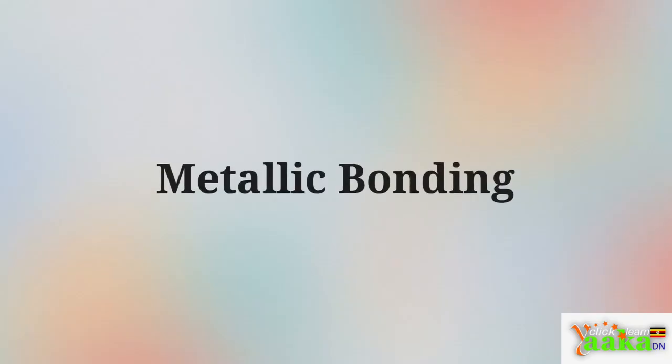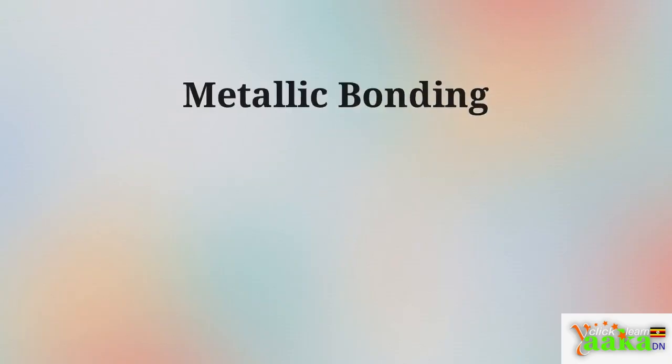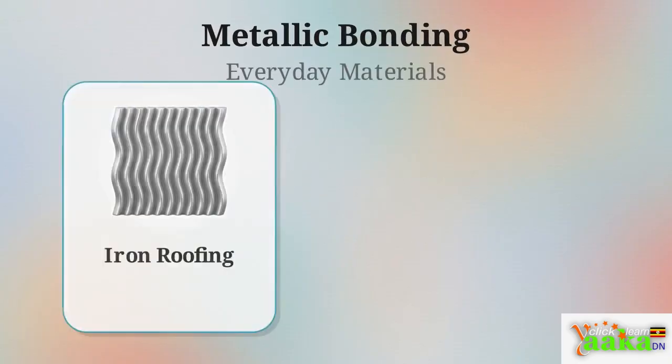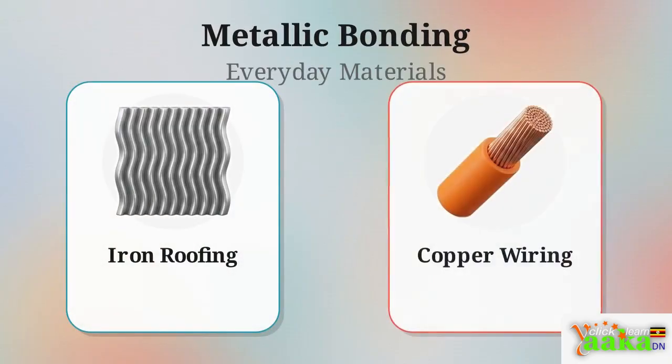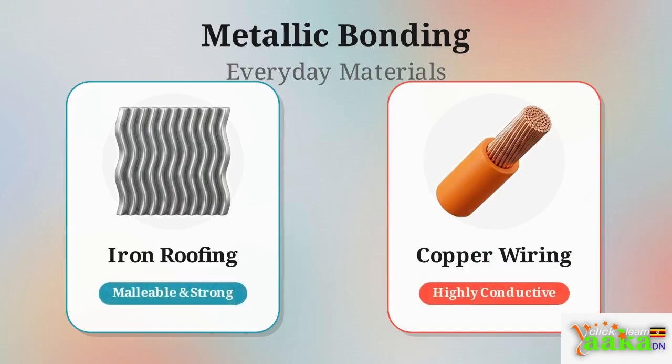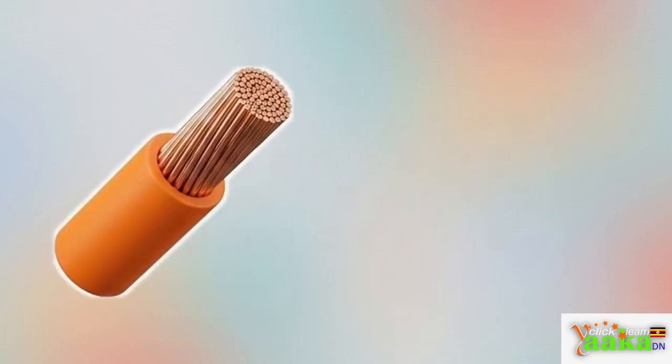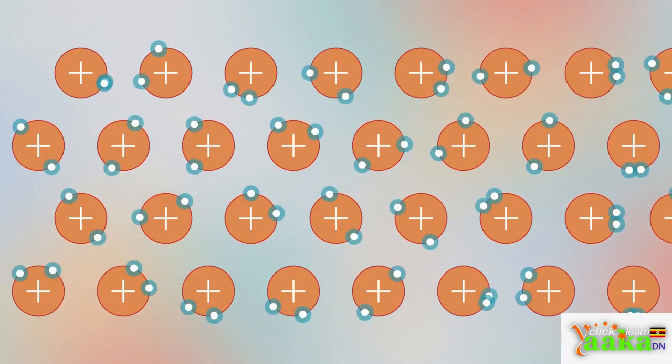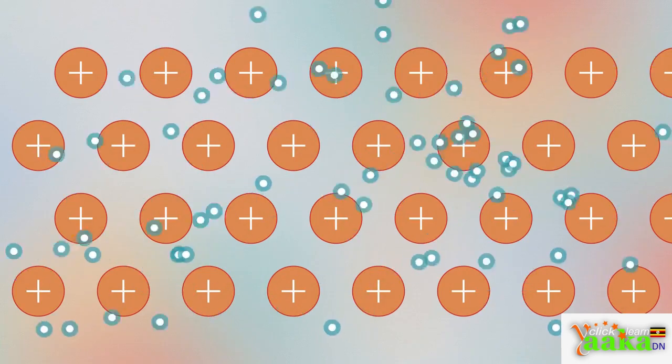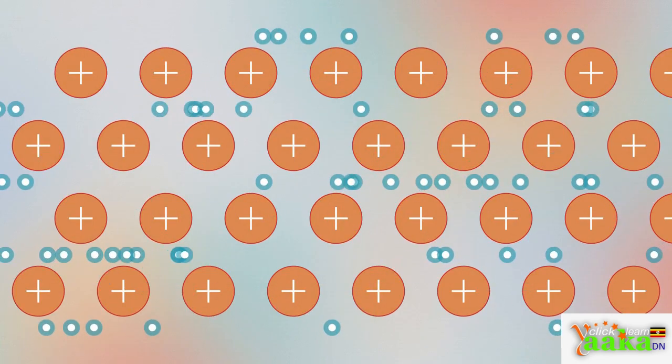Our third model is metallic bonding. The materials we use every day, like iron roofing sheets and the copper wiring shown here, rely on a completely different system. Inside this copper wire, the positive metal ions sit completely stationary. Meanwhile, their outer electrons break free and drift throughout the material, creating a constantly flowing sea of electrons.